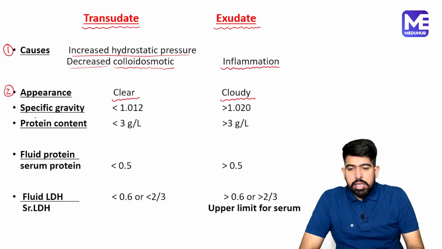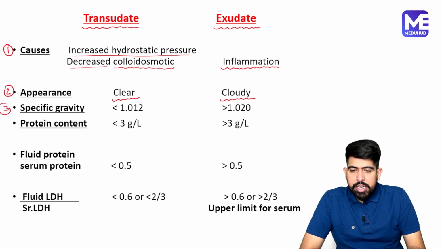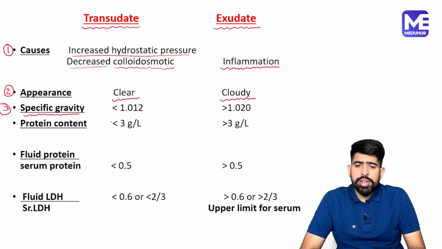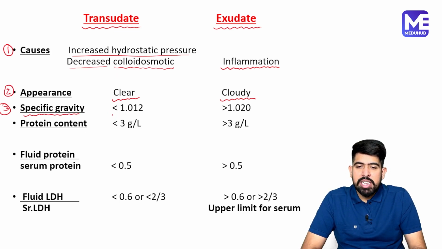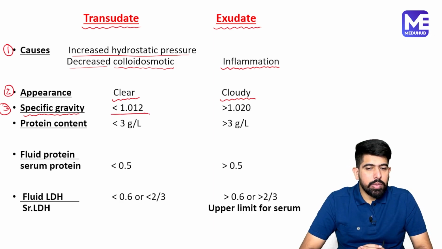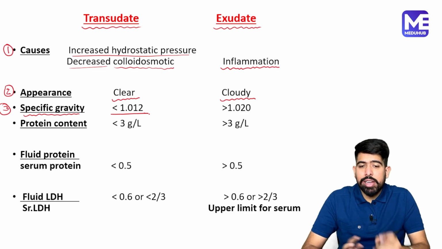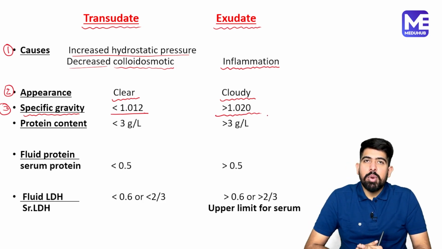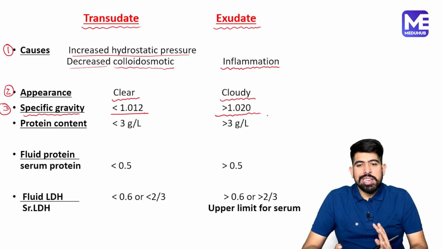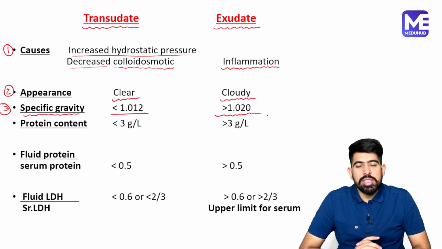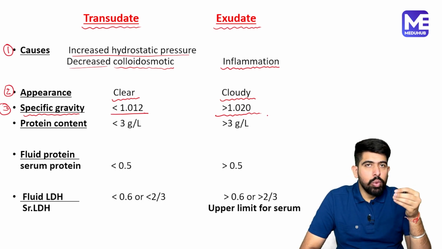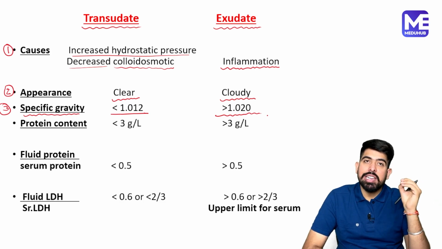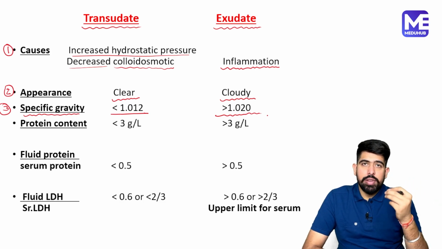Okay. The third difference, how we get to know, is the specific gravity. The specific gravity of transudate will always and always be less than 1.012, right? But the exudate always has more than 1.020, right? So there is a specific gravity difference also. So what we can do is take out this fluid and check the specific gravity of this fluid also, right? So we'll get to know.